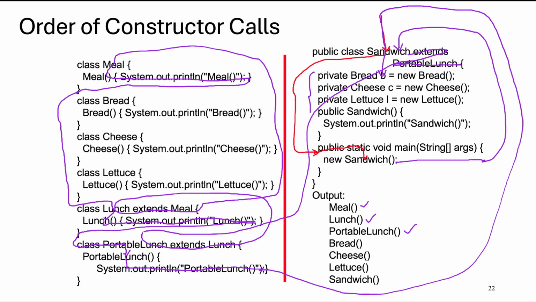Because these are global variables or global objects, first they will be executed before the constructor. So this line will bring the bread here. Next line will print cheese. The third line will print lettuce. Once these things were done, then the compiler will visit the constructor, prints the sandwich at the end, and then terminates. This is how the constructor will move. Hope you all understood the movement of the constructor.